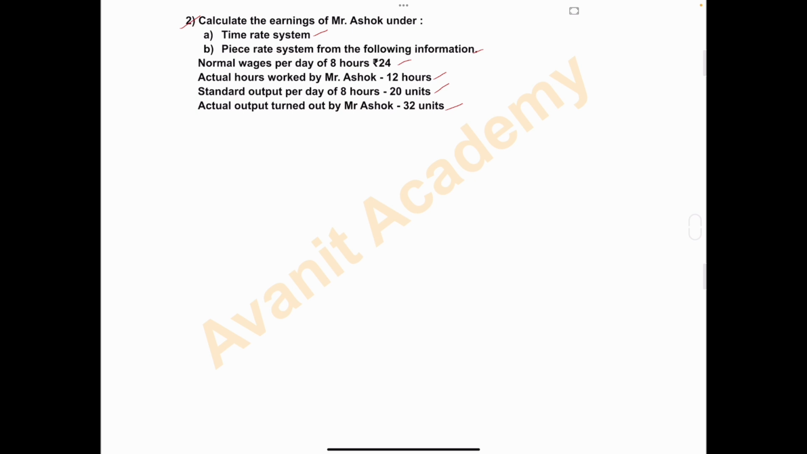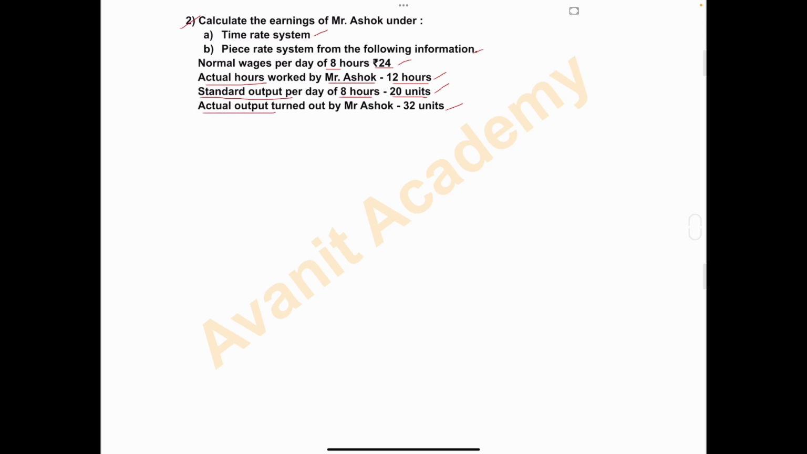Okay, the normal wages per day of 8 hours. For 8 hours, the time wage is rupees 24. And this employee, Mr. Ashok, has worked for how many hours? 12 hours. Actual hours worked by Mr. Ashok is 12 hours. Standard output per day of 8 hours. In 8 hours, the standard output is 20 units.